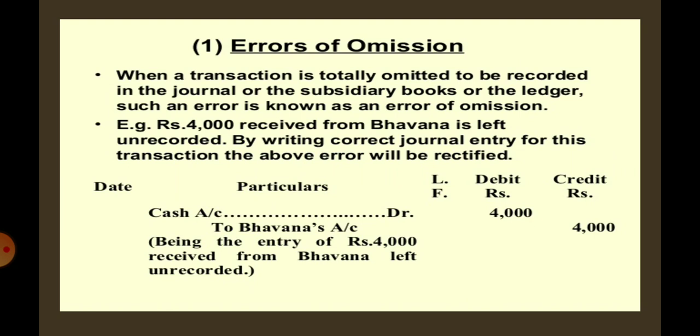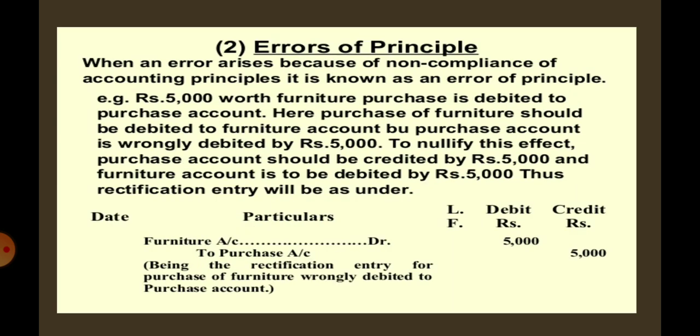When a transaction is totally omitted to be recorded in the journal, subsidiary books or ledger, such an error is known as error of omission. For example, 4000 rupees received from Bhavna is left unrecorded. By writing the correct journal entry for this transaction, the above error will be rectified. So, 1000 received from Bhavna, so cash account debit to Bhavna, right?